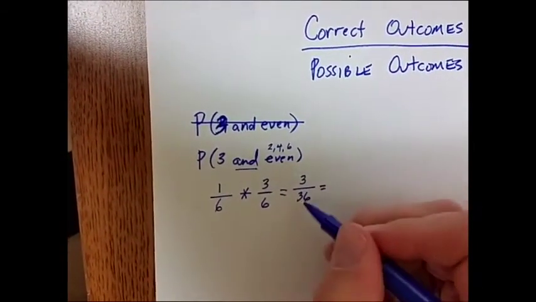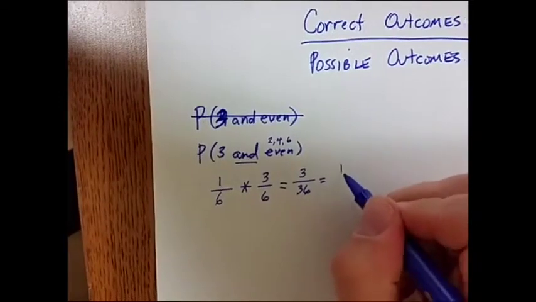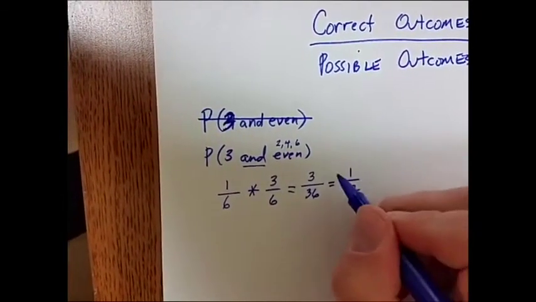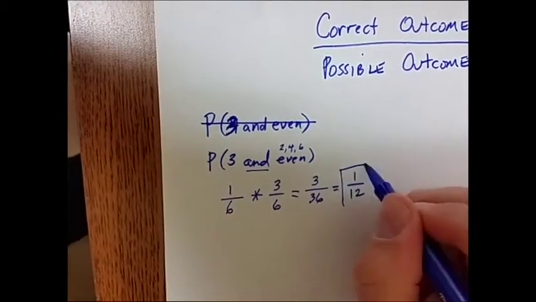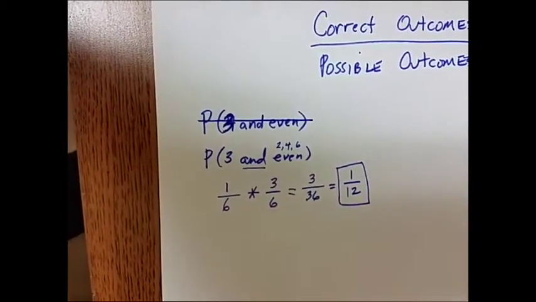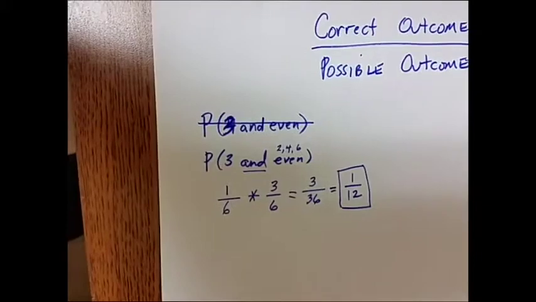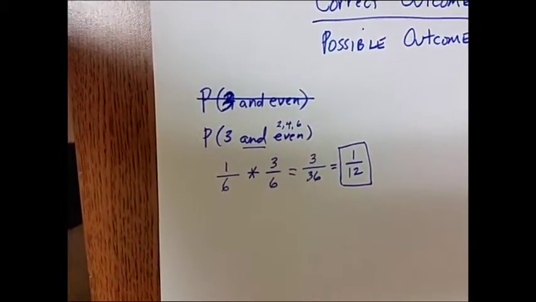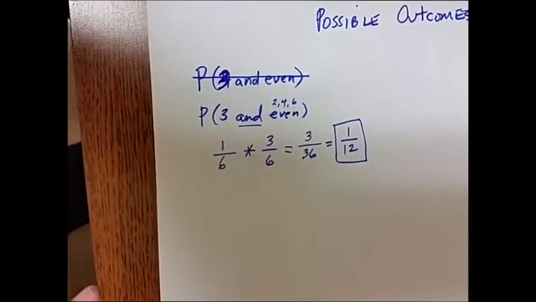And if we reduce, we can take a 3 out of both, so 3 divided by 3 is 1, and 36 divided by 3 is going to give us 12. So our theoretical probability of rolling a 3 and an even on the two dice will be 1 out of 12. Mr. Allen, should we test it out? I think we should test it, because I love testing.